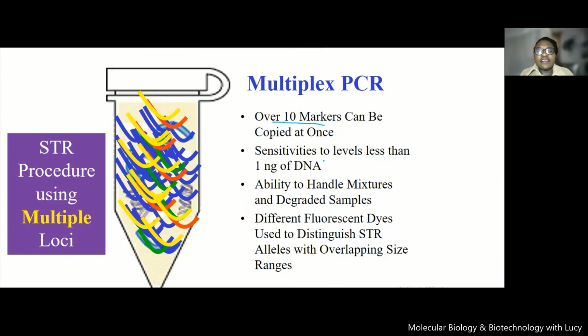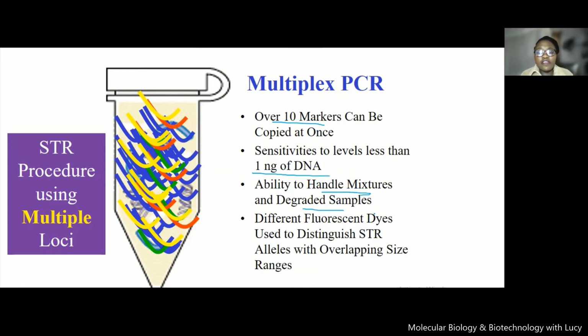And of course, it has a sensitivity to levels less than 1 nanogram. When you're having one marker, it's possible that your DNA was not very good quality, so it could miss that particular position where you have fused your primers. But if you're using 10, you're targeting so many markers and so many chromosomes at the same time, and that means there's no way you will miss the chance of having a reaction being successful. So of course, it also has the ability to handle mixtures and degraded samples.